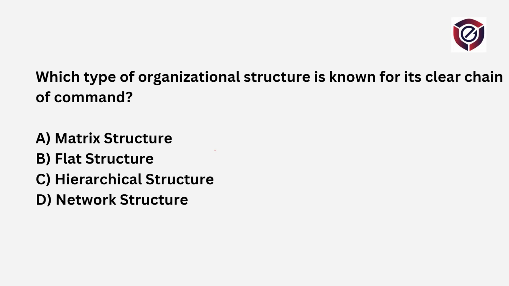The CEO will tell the manager, the manager will tell the assistant manager, who will tell the team lead, who will guide the employee. So such a clear chain of command will be there. That's why the hierarchical structure is known for a clear chain of command.